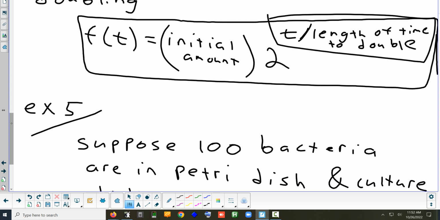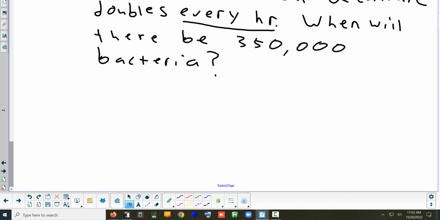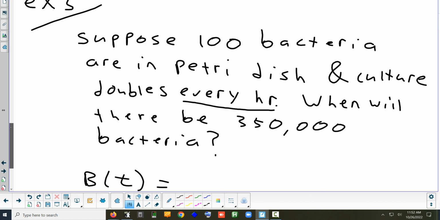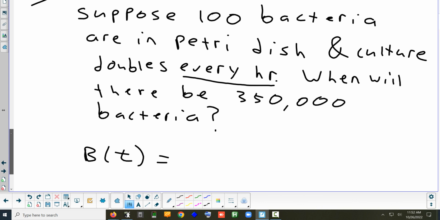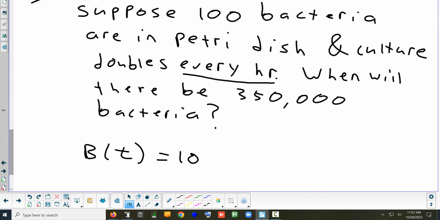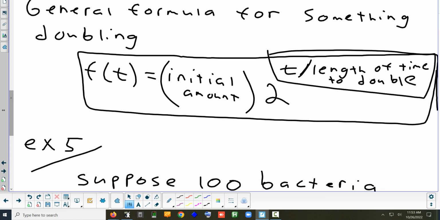So that's the equation you want to use. And let's fill it in. For that one, I would use B of t, so the bacteria as a function of time. Okay, initial amount, 100, times. You don't have to think about the rate here.